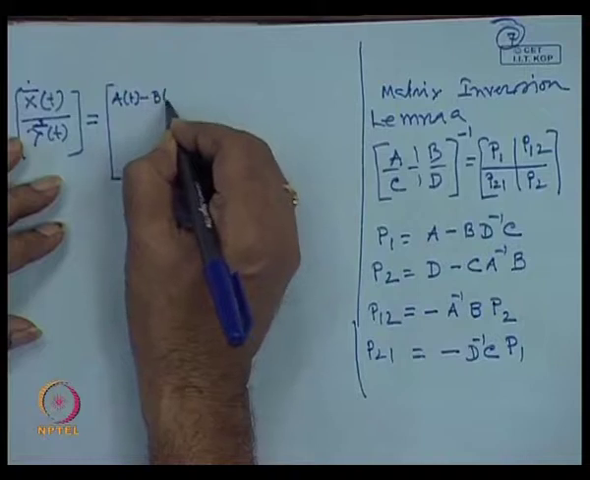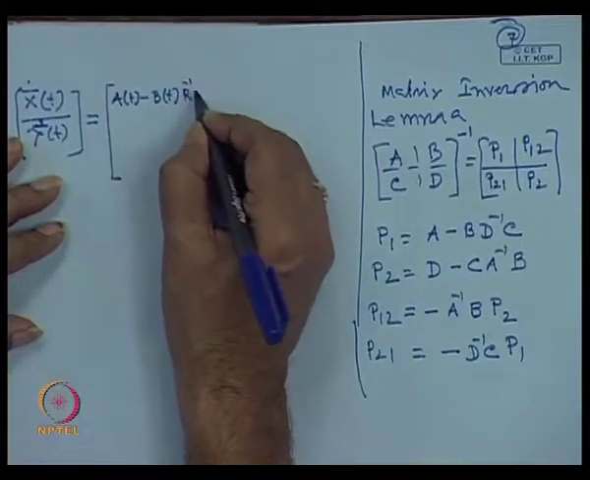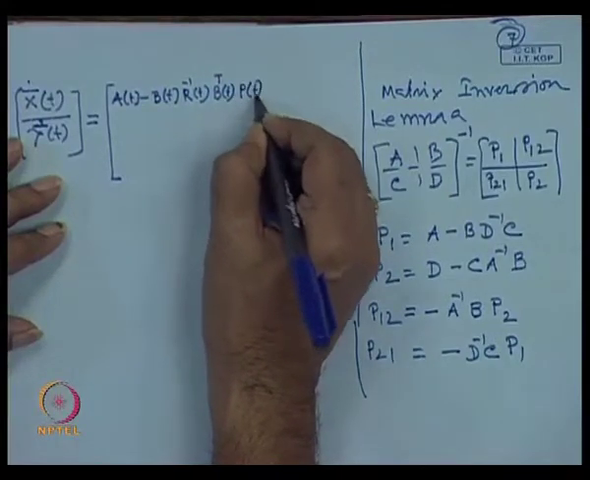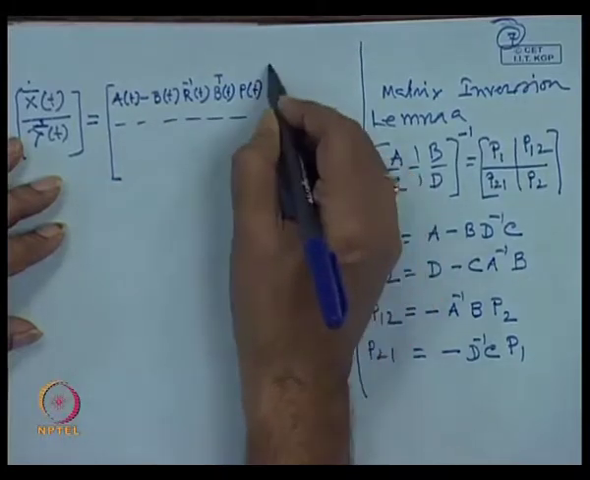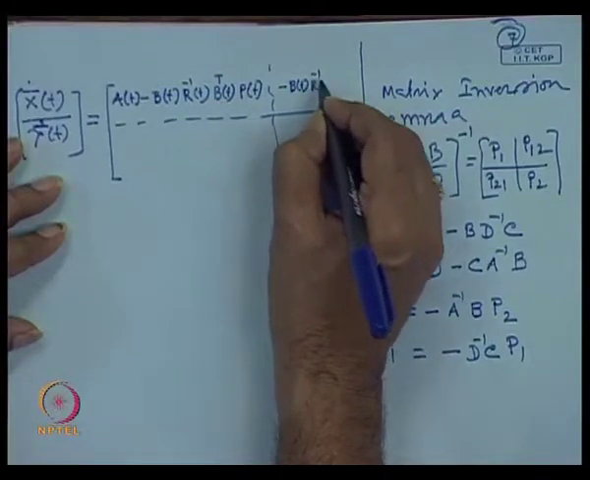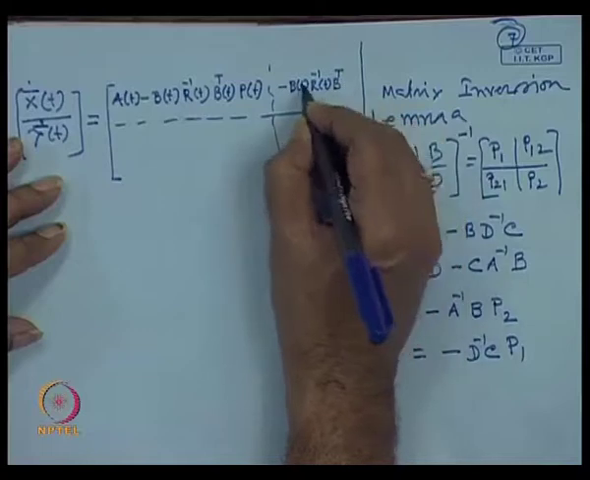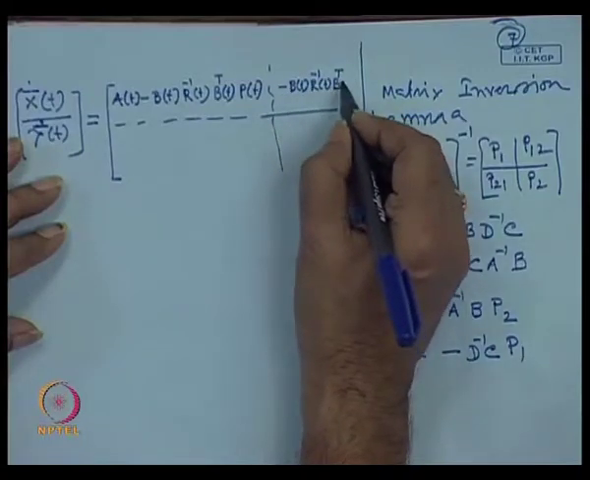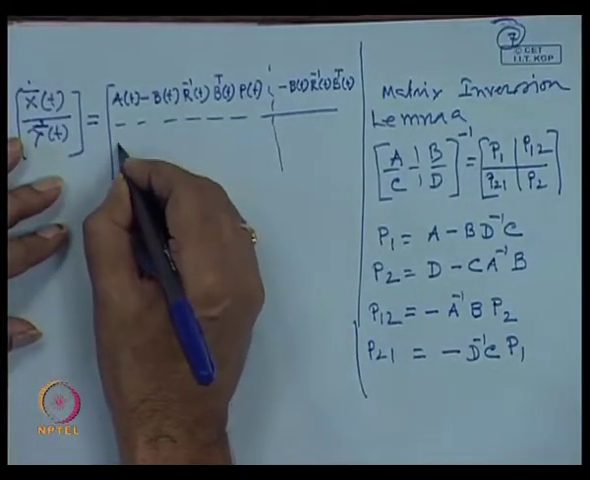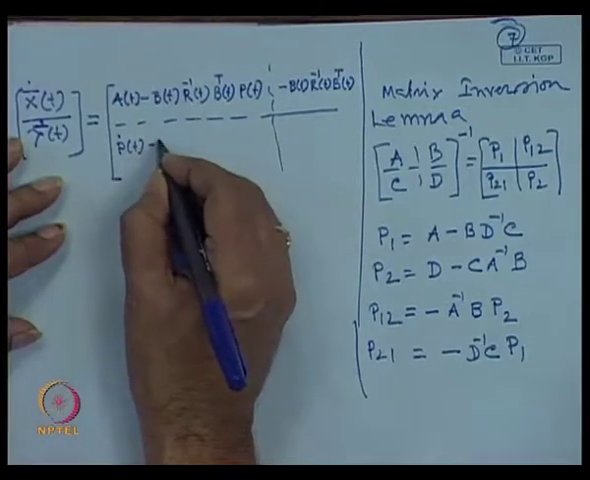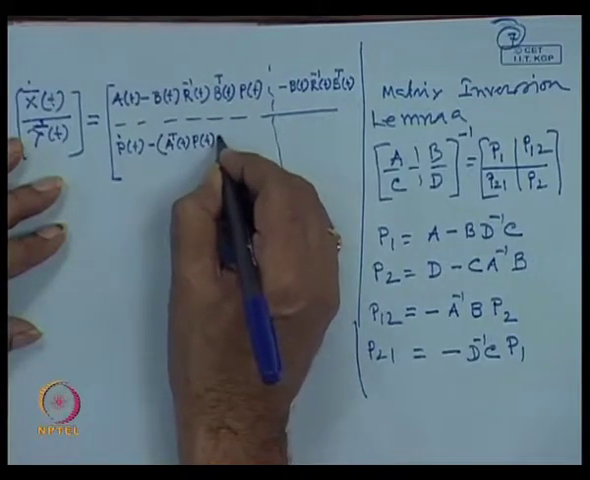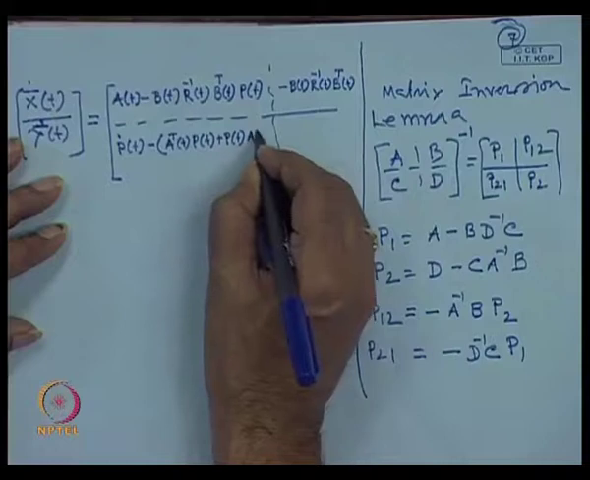The first block is A of t minus B R inverse B transpose of t P of t. This is the first block you will get, and the second block you will get is minus B of t R inverse B transpose of t. Then you will get P dot of t minus A transpose of t P of t plus P of t A of t.